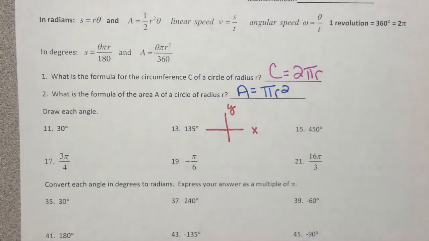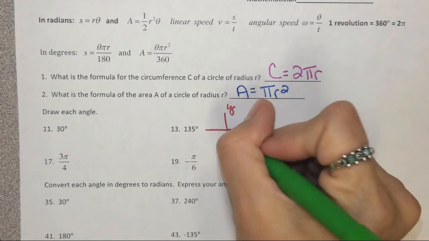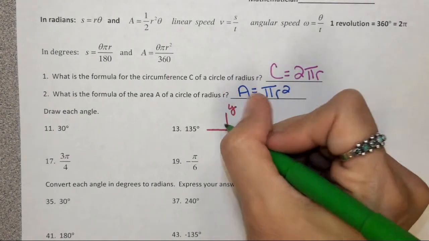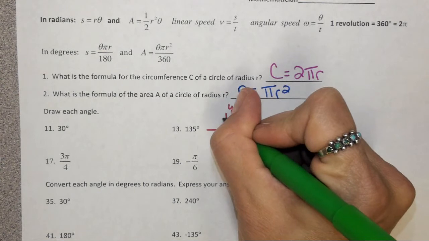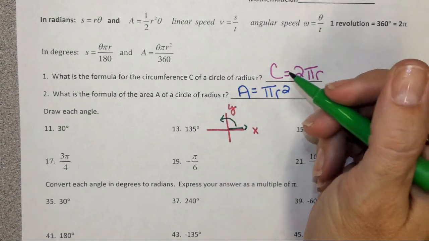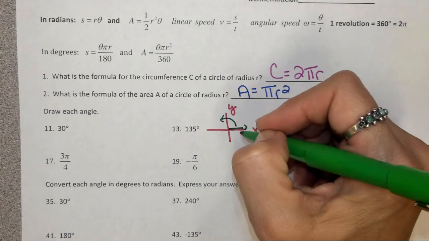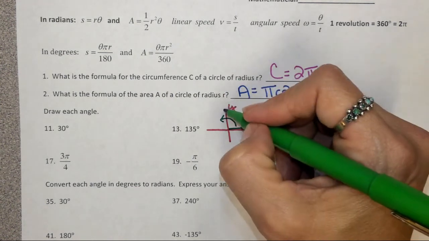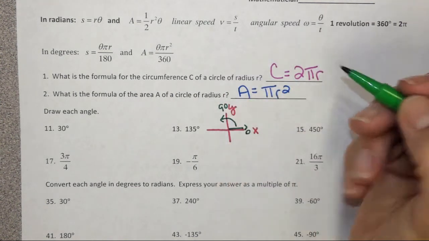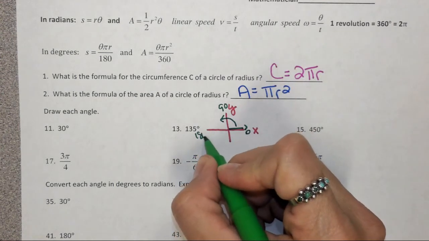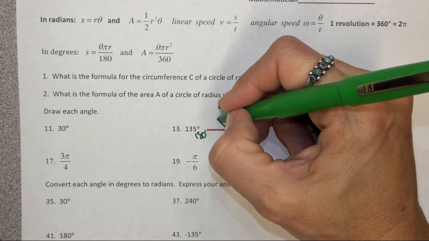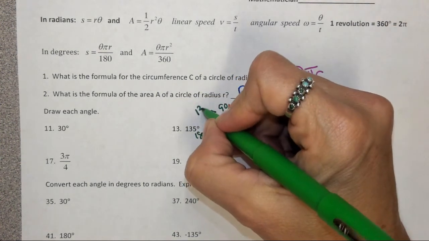Because it's a positive 135, I know that I'm going to swish my angle in a counterclockwise direction approximately 135 degrees. I know from the positive x-axis to the top is 90. I know the far left is 180 degrees. So 135 would be somewhere in quadrant 2.